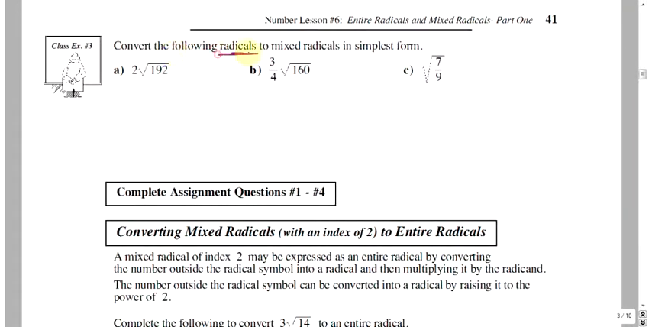Convert the following radicals to mixed radicals. Hey, it's already a mixed radical. Yes, but it's not in simplest form. There's a perfect square in 192. What is it? I don't know. What's half of 192? 96. Okay. 96. Let's half that. What's half of that? Is that 48?